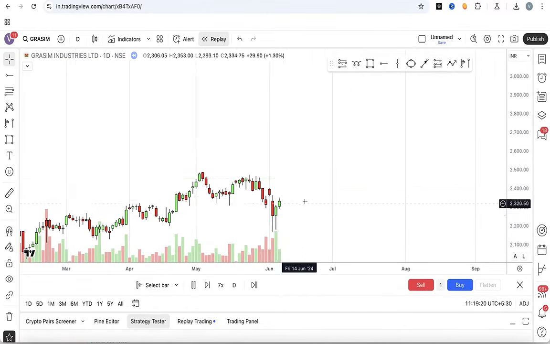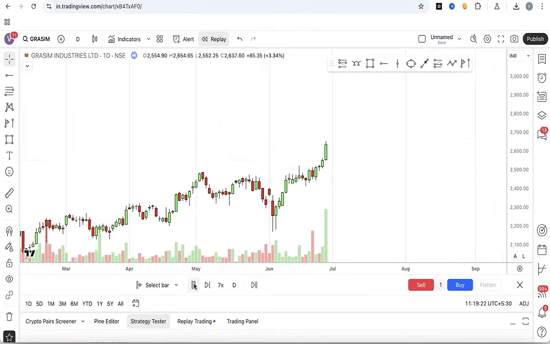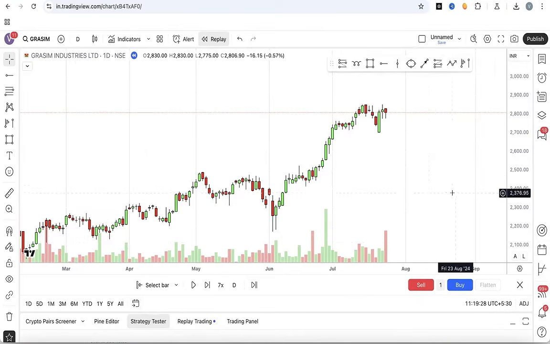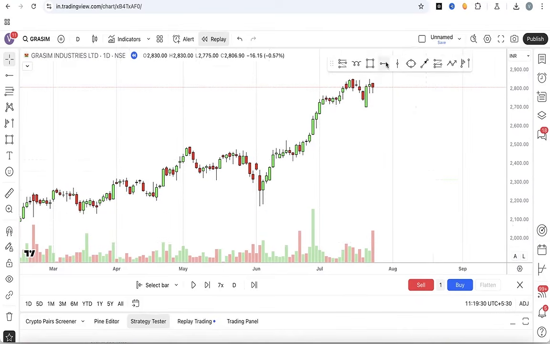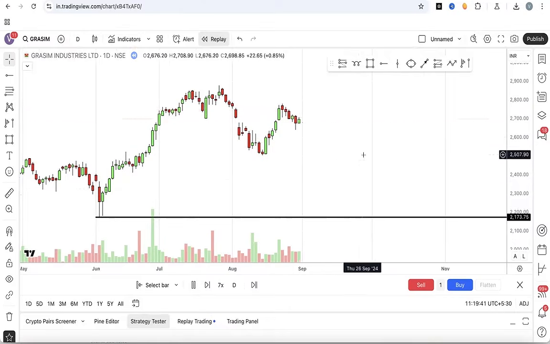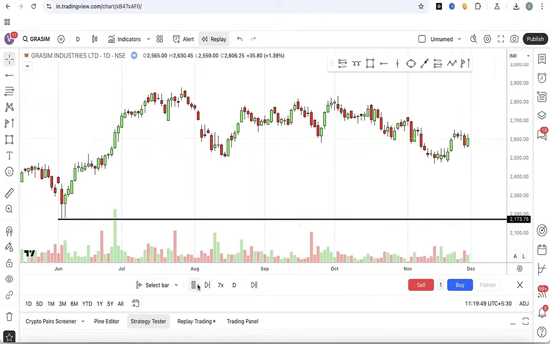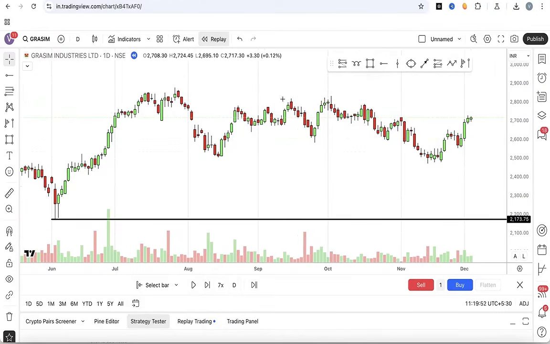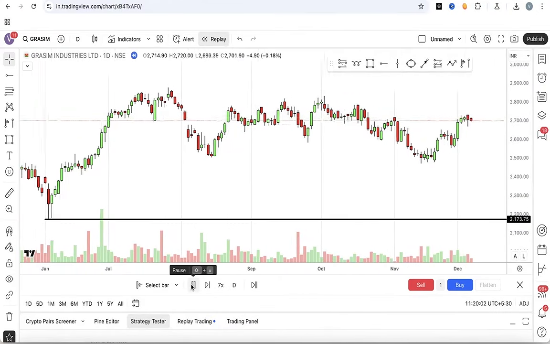Now this is another example. This is the Grasim Industries daily time frame chart, and you can see that it was making a consolidation, and one day it broke that consolidation and started going up, right? So again, what will a price action trader do? He will mark the level here. Let us see what happened after that. You can see that after that price started taking support somewhere here in this region, and after that price started going up.